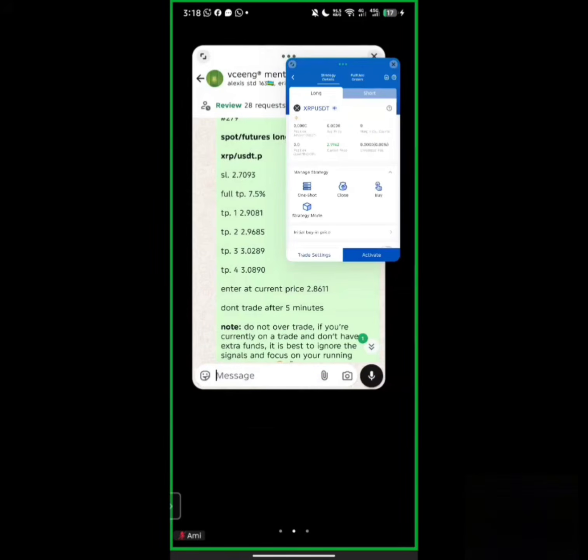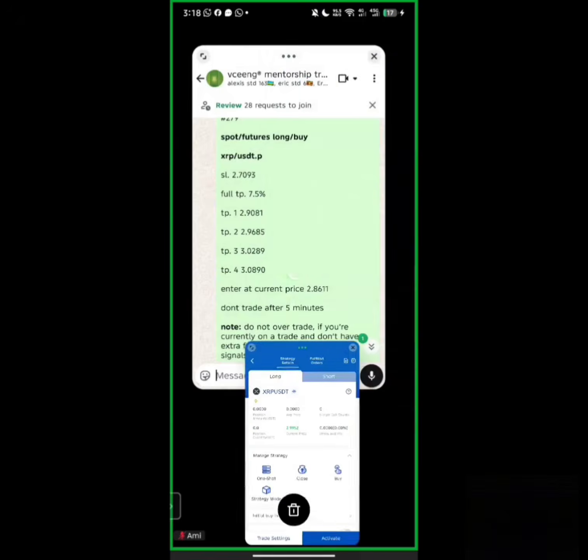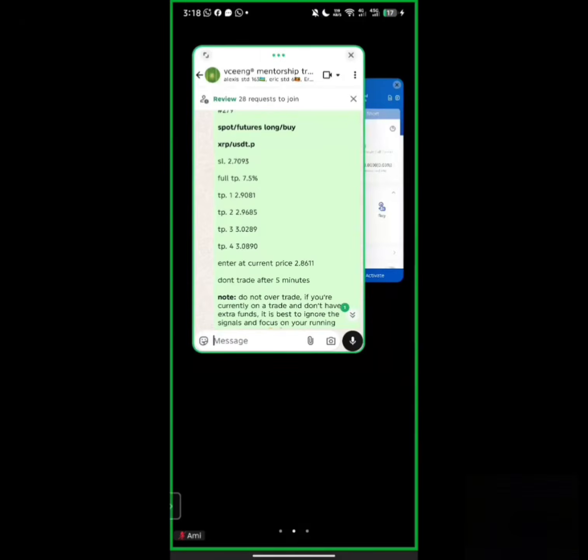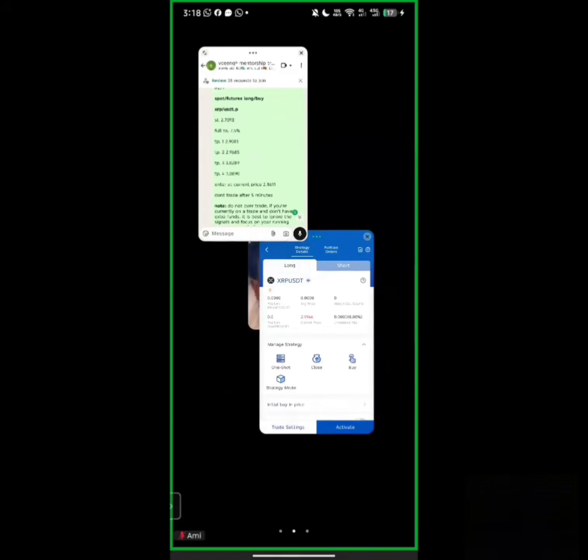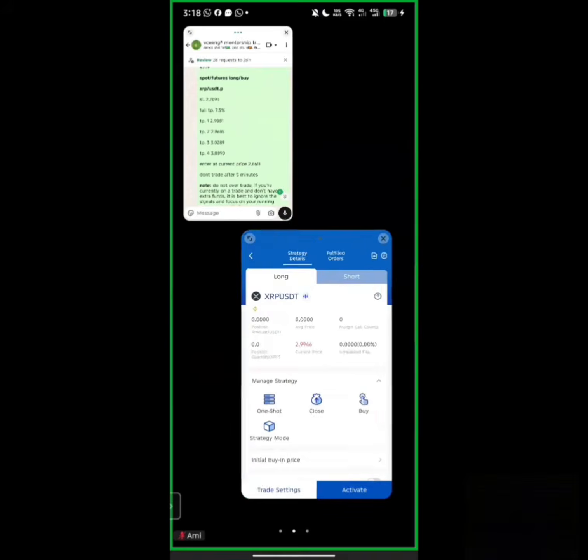Please pardon my screen. It is easier for me to just use my screen this way, very easy. But I'm going to make it as large as possible so that you can see.